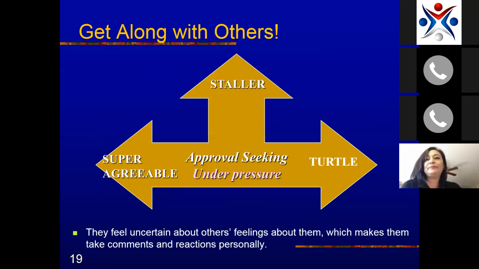Slide 19. So the approval seeking, I want to get along with everyone. This is like someone who wants to be everyone's best friend. They are people oriented, and they use a passive style. They're on the bottom left of the quadrant. They tend to take comments and reactions personally, and they are the stallers, the super agreeables, and the turtles. They just want to get along.